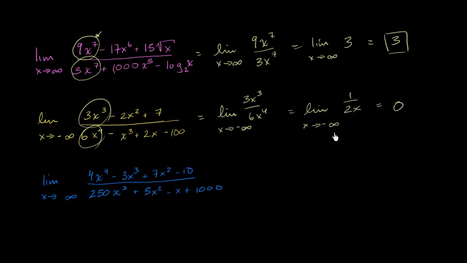The key realization here is to simplify the problem by just thinking about which terms are going to dominate the rest. Now let's think about this one. What is the limit of this crazy function as x approaches infinity? Well, once again, what are the dominating terms? In the numerator, it's 4x to the 4th. In the denominator, it's 250x to the 3rd. These are the highest degree terms. So this is going to be the same thing as the limit as x approaches infinity of 4x to the 4th over 250x to the 3rd.